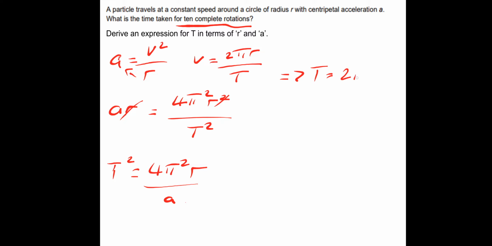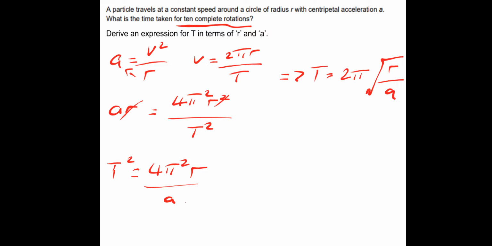And we want our expression for t. So I'm going to take the t squared up. So t squared is equal to 4 pi squared. Now it would be r squared, but that r squared and r will cancel out. So I'm just left with 4 pi squared r divided by the acceleration. So now we just need to square root for t and then multiply for 10 complete rotations. So therefore t will be equal to, square root of 4 is 2, pi squared, square root will be pi, and then we've got root r over root a.